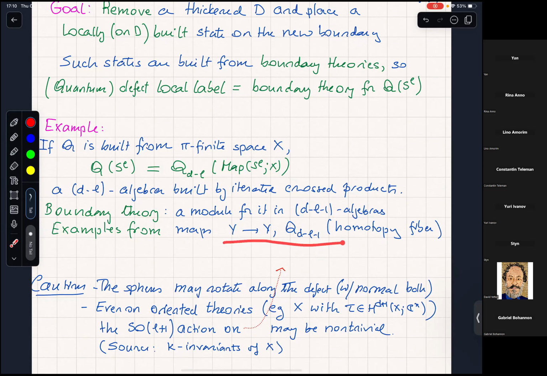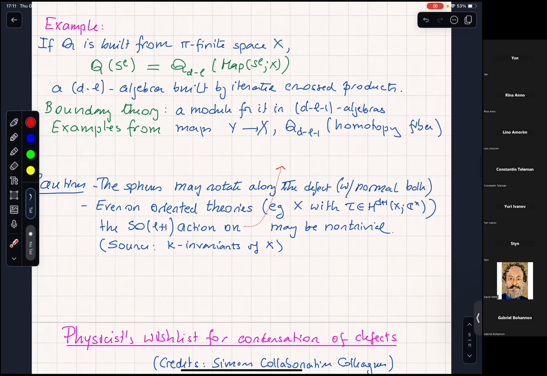And you can get such examples topologically from maps. The second Y is an X, I'm afraid. Don't know why it became Y. By quantizing the homotopy fiber of the map. If you have a map like this, the loop space of X, which is a group, acts on the homotopy fiber of the map. And that's the representation you're building. So there's a topological construction of lots of boundary conditions.